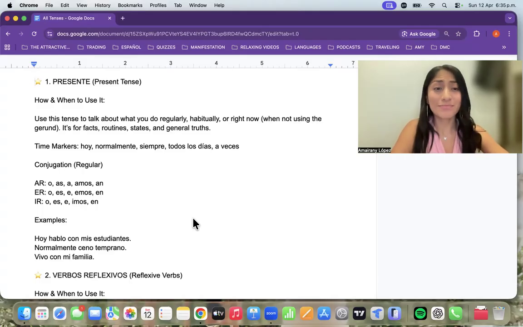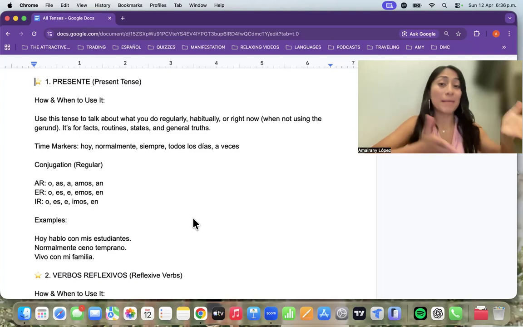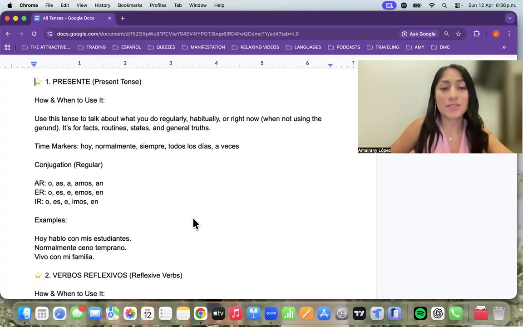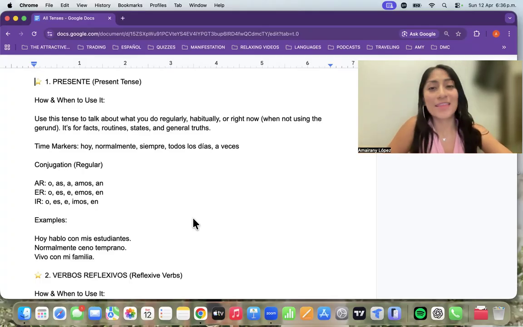So, for example, on Fridays, I eat pizza, right? So, different from I'm eating pizza right now to on Fridays, I eat pizza, right? So, this talks about routines. The time markers are hoy, normalmente, siempre, todos los días, a veces.